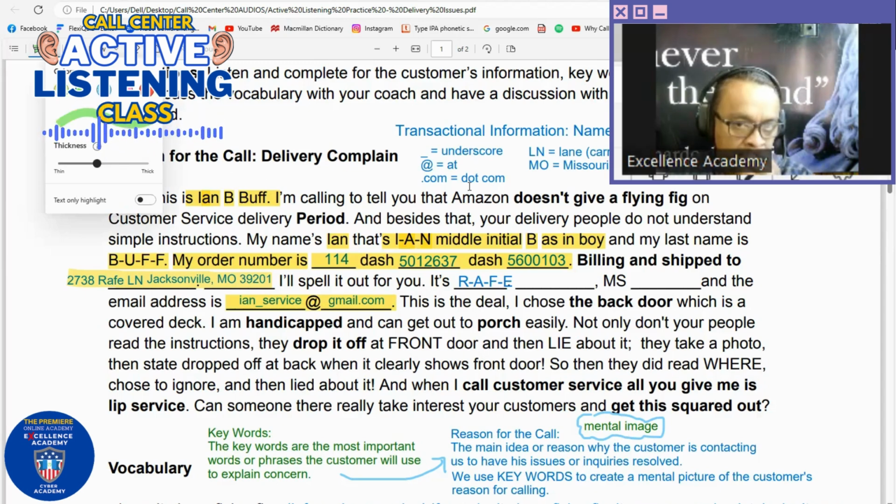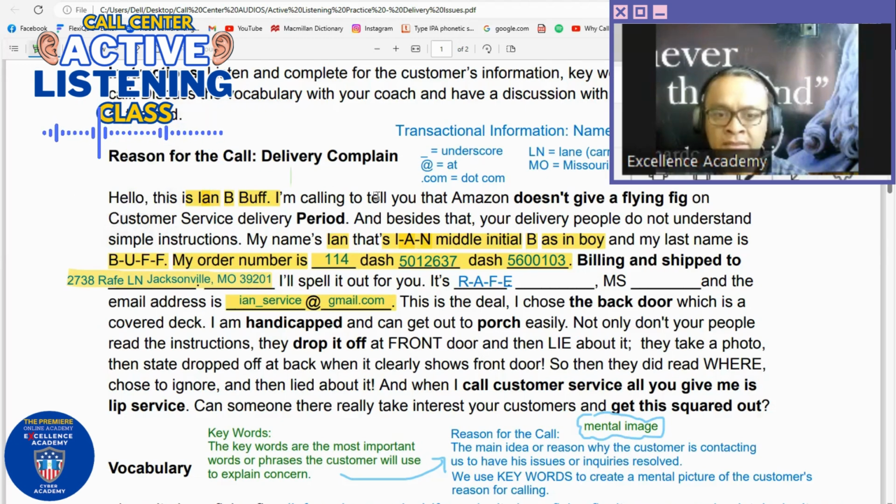So, hi, I'm calling to tell you that Amazon doesn't give a flying fig on customer service delivery, period. That's not important. That's just the customer venting, desahogándose. And besides that, your delivery people do not understand simple instructions. Okay, so here are some keywords. The delivery people, like the driver, do not understand simple instructions.